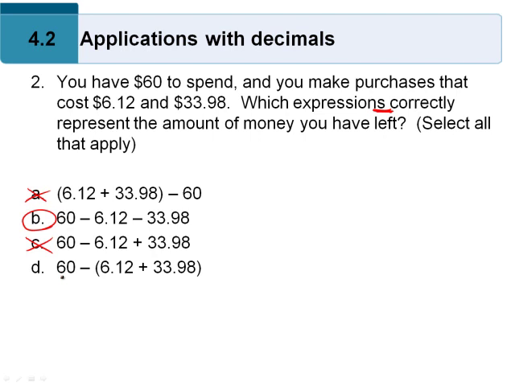Look at D. We started with 60. Now, this is another way that you could do the problem, is you could add the two amounts that you spent and subtract the total of those two from the 60. Which is what's right there in D. They subtracted the total of those two because that's what you spent. So D was also a good choice. So B and D are the answers there.